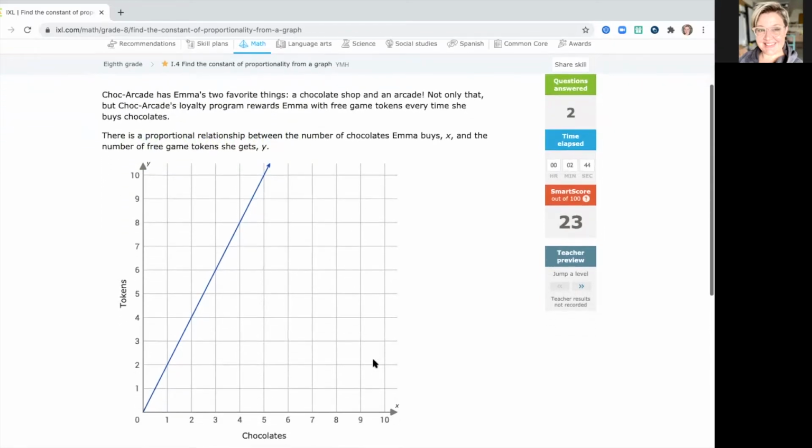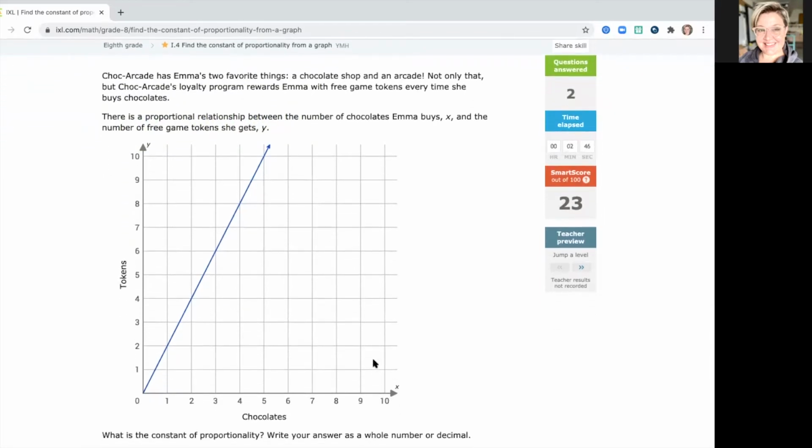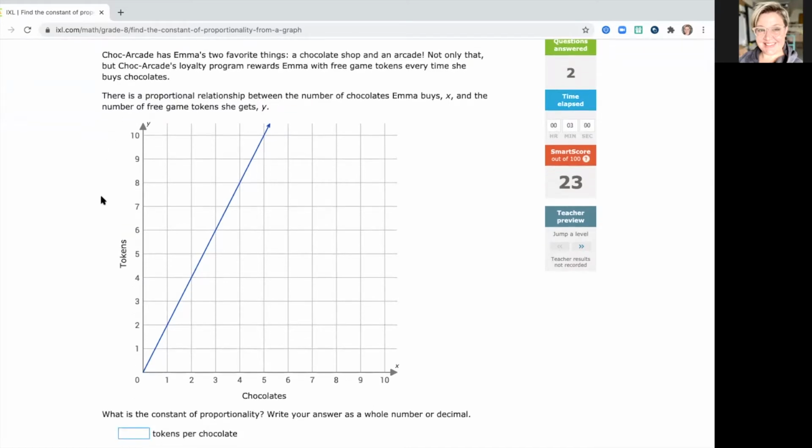Same here. Chalk Arcade has Emma's 2 favorite things, a chocolate shop and an arcade. Not only that, but Chalk Arcade's loyalty program rewards Emma with a free game token every time she buys chocolates. We had this scenario earlier, I think, in our video yesterday. So there is a proportional relationship between the number of chocolates Emma buys, as represented on our x-axis, and the amount of tokens that she gets, as represented on our y-axis.